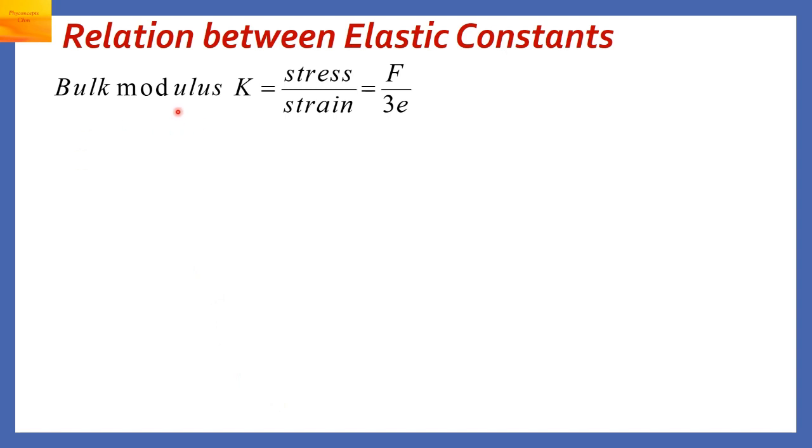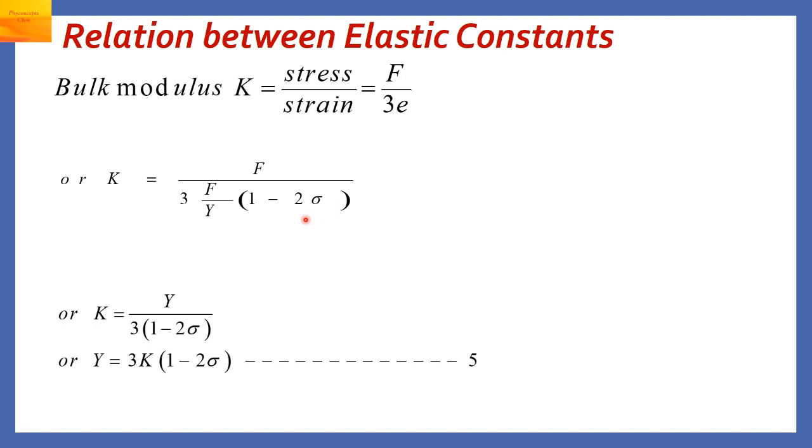Now we will write down the bulk modulus, that is volume stress upon volume strain. We have just found the volume strain, that is 3E, that is substituted. Volume stress we will write down as F. E that we have got, we will substitute that F upon Y into (1 minus 2 sigma). Here F and F will get cancelled out, so you get K is equal to Y upon 3 into (1 minus 2 sigma). Rearranging this, you get the Young's modulus Y is equal to 3K into (1 minus 2 sigma). This is equation number 5, which gives the relation between the different elastic constants like Y, K and sigma.